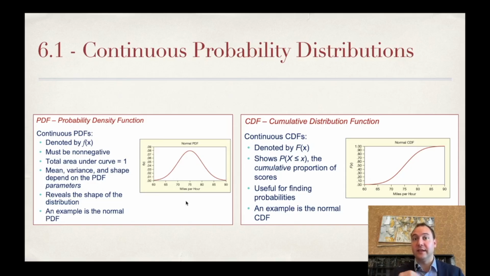Similarly, as we learned in lesson 5, the continuous CDF refers to the cumulative proportion of our x value. It's useful for finding probabilities, and an example is the normal CDF, which is shown right here.